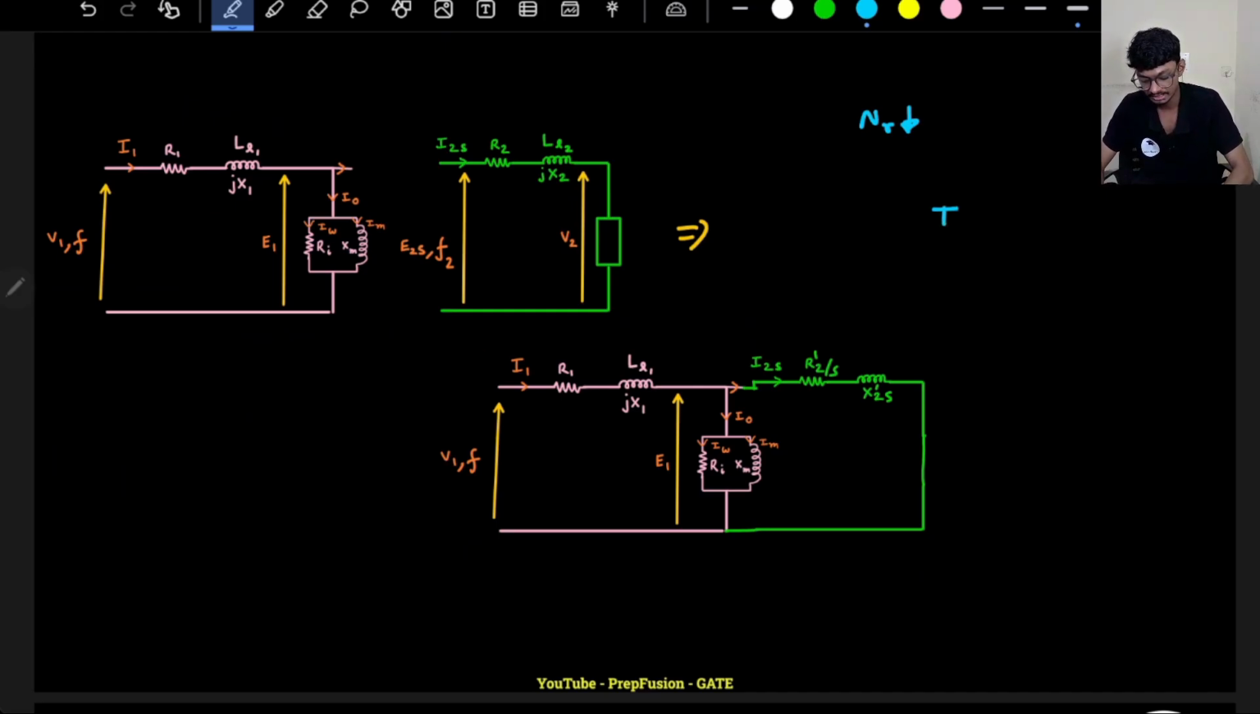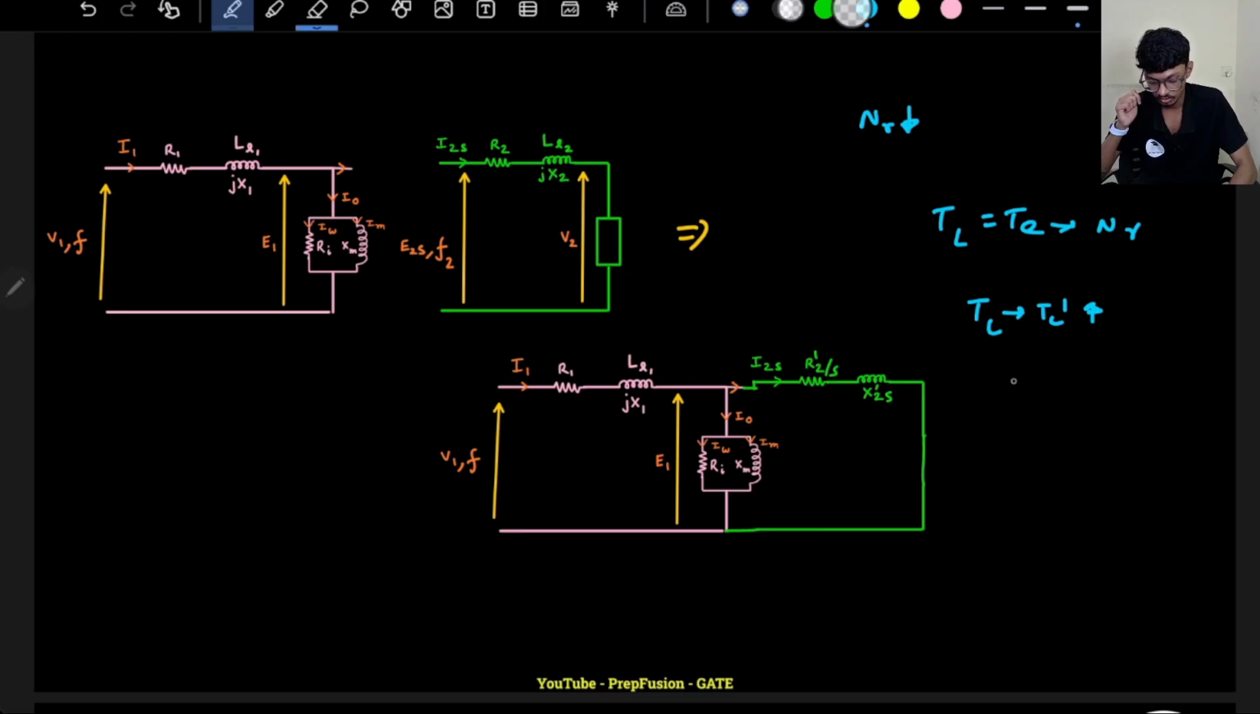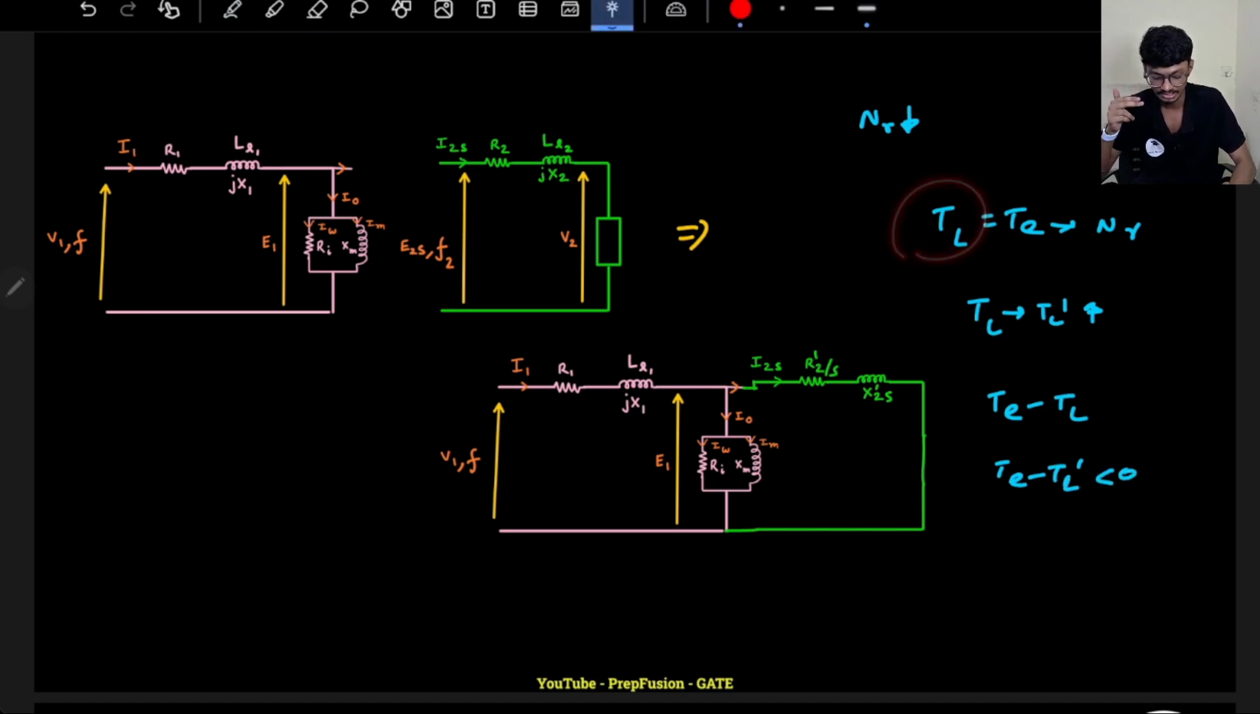Let's say it is no load, still there will be some friction and windage loss, all those things will be there. So there will be some load torque, and that will be equated with the developed electromagnetic torque, due to which the speed is constant, that is NR. Now as soon as I connect a load, the load torque will increase to TL dash. The torque equation is TE minus TL. So TL has become TL dash, so TE minus TL dash is now negative, because previously TE was equal to TL. Now the load torque has increased, so it is negative.